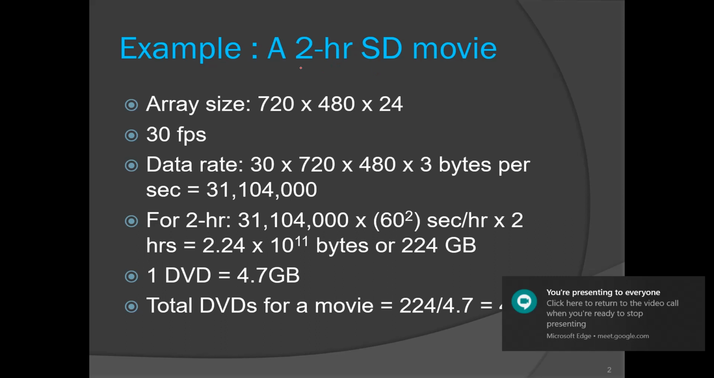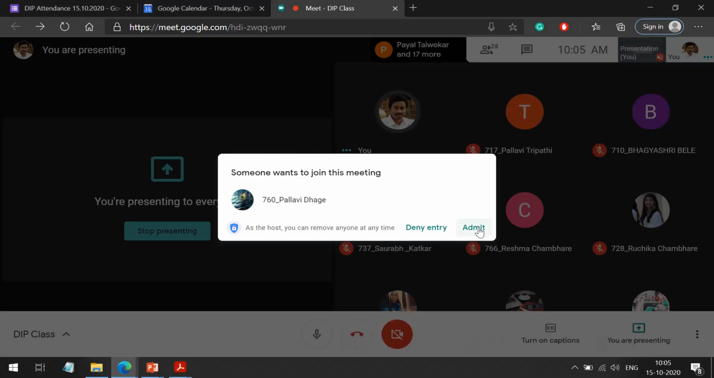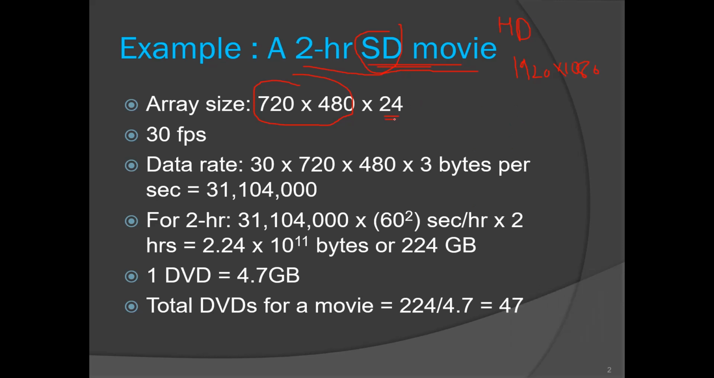Consider we are recording a 2-hour standard definition movie. We know that in standard definition we have this resolution. In an HD movie we have a resolution of 1920 by 1080. Now we will calculate how much storage is required for recording this movie if we use 8 bits for 1 pixel. As this is a color movie, we require 24 bits per pixel. Why 24? Because every pixel will have an RGB value, so 8 multiplied by 3 is 24 bits.